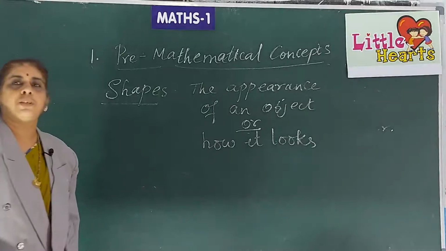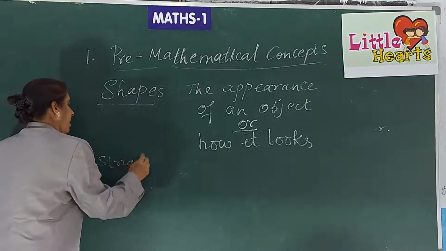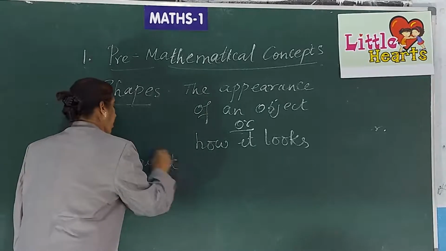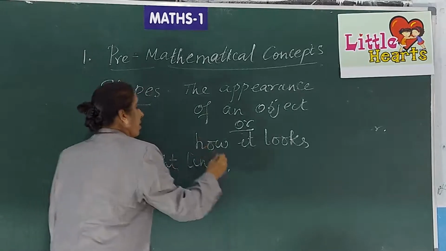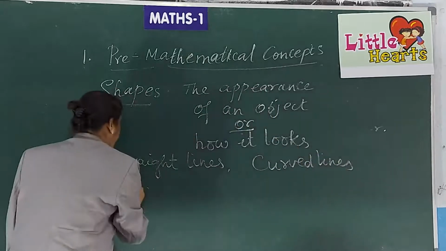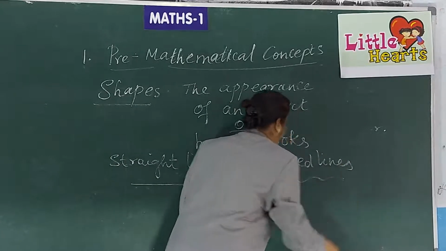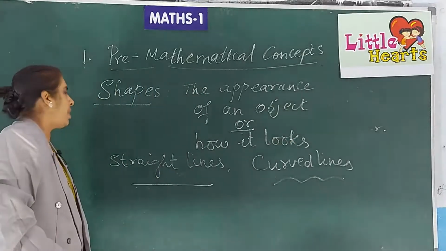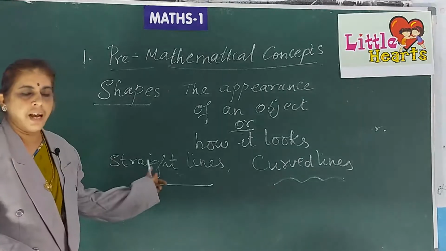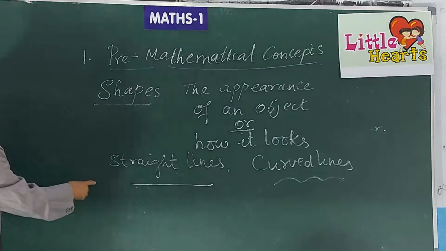Most of the shapes are formed of straight lines, curved lines. So, children, you observe around you, most of the objects are formed out of straight lines and curved lines. Let us name some shapes formed out of straight lines.